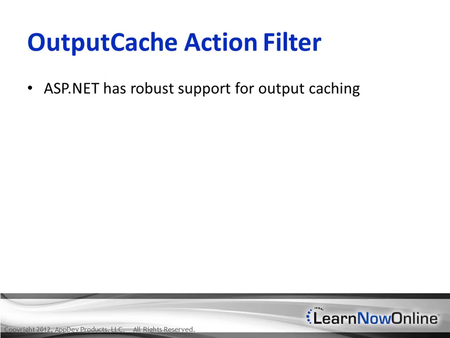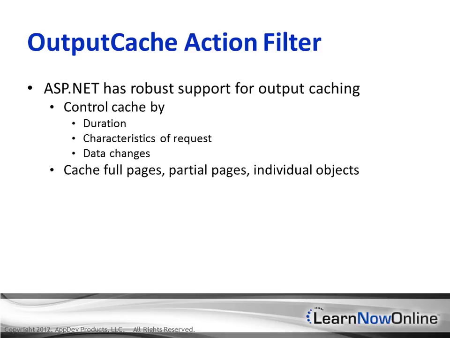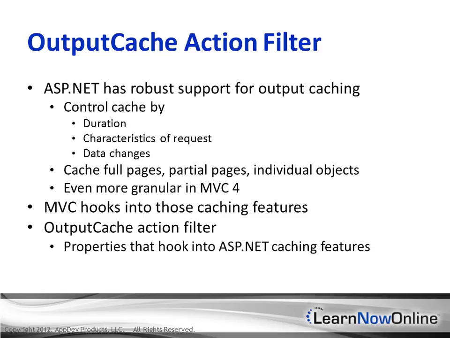The output cache action filter actually has robust support within ASP.NET for output caching. We control the cache by the duration, characteristics of the request, and any data changes. This can cache full pages, partial pages, individual objects, and this is even more granular in MVC4 in what you can do. MVC hooks into those caching features fairly easily. The output cache action filter actually has properties that hook into ASP.NET caching features, and this is also other than just by control.